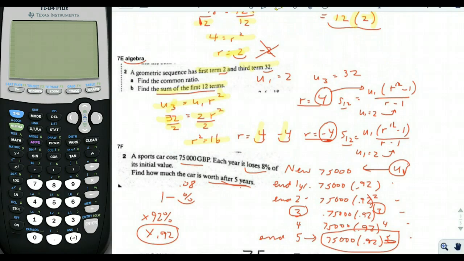Find the sum of the first 12 terms. Okay, we write out the sum formula: S12 equals U1 times quantity R to the 12th minus 1, divided by R minus 1. Now we substitute in R equals 4 and U1 equals 2, and then we'll do that in our calculator. Now, what about the case where R is negative 4? Well, we do the S12 formula again, except this time we use R equals negative 4 instead of 4.